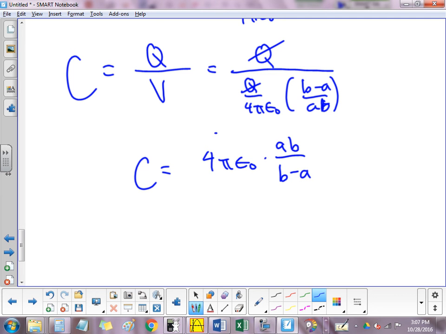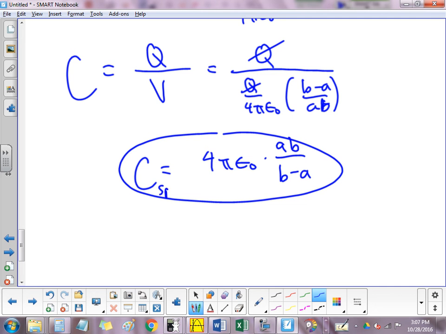You'll notice that every one of these capacitances is only geometric. There is nothing about them that indicates charge density or anything else. They're all 100% geometric. So there you have it, the three most basic capacitor configurations. Next thing we're going to do is build circuits from these.